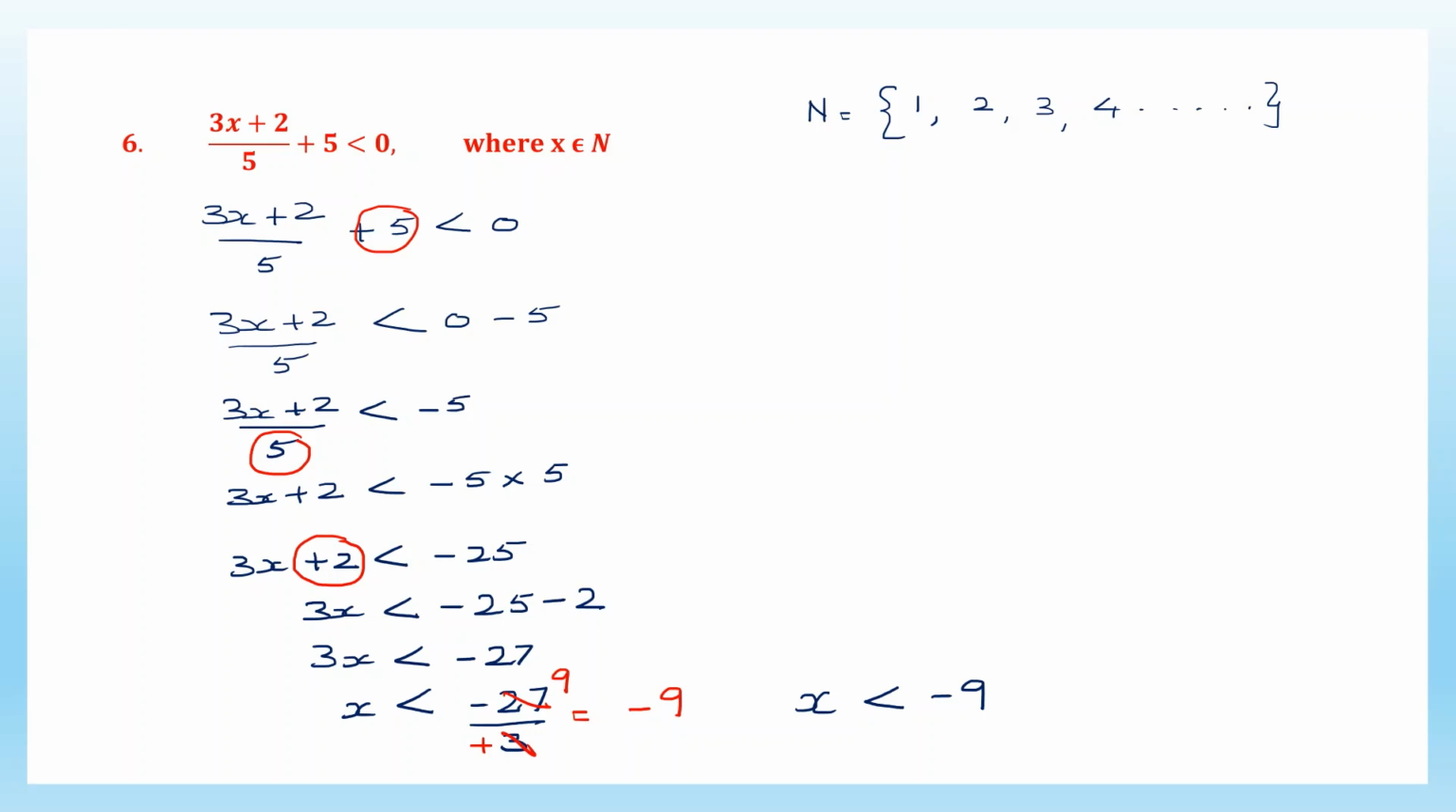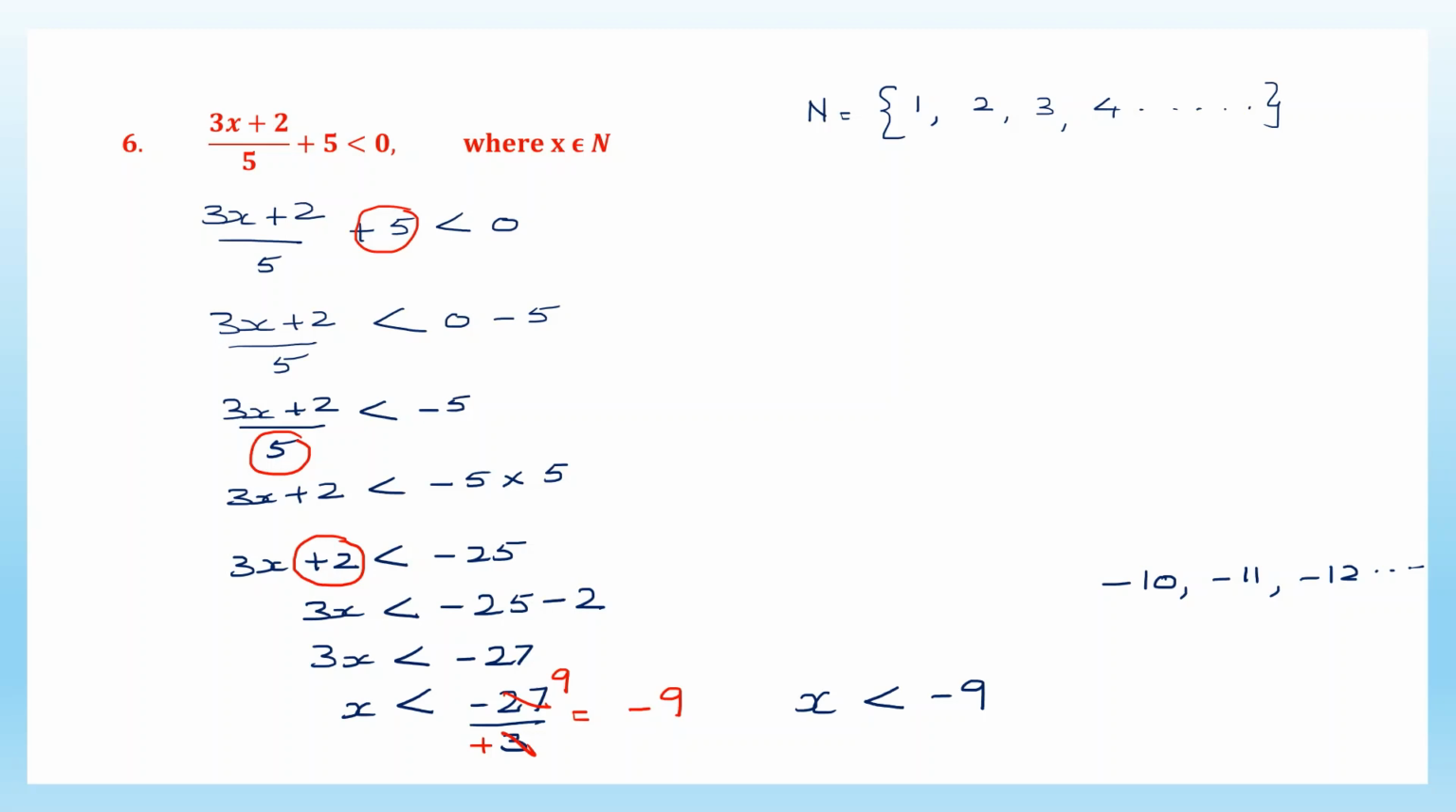So what are all the numbers less than minus 9? Remember the number line, integers number line. As you move to the left, the value keeps decreasing. So all the numbers less than minus 9 will be the numbers to the left. So that will be minus 10, minus 11, minus 12 and so on. All these numbers. So we have to write minus 10, minus 11, minus 12.